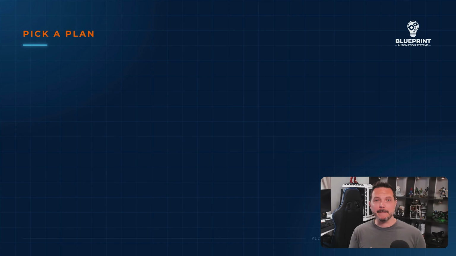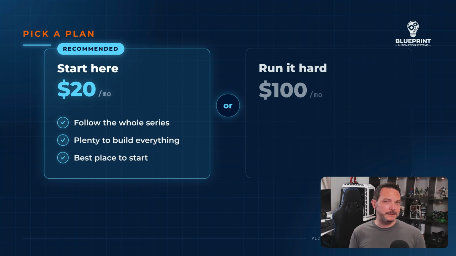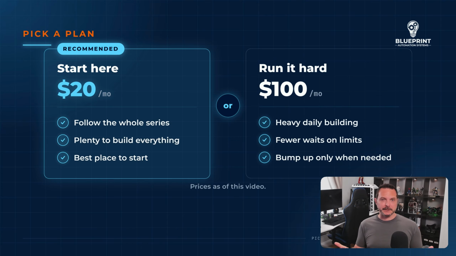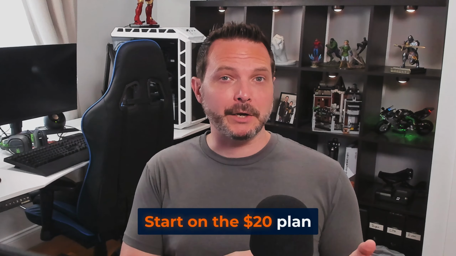There are 2 plans that make sense for what we're doing. And as of the making of this video, they run $20 a month and $100 a month. Prices may change in the future, but that's the decision placed in front of you right now. Here's my honest advice. Start on the $20 plan. You can build everything in this series on it, and you can upgrade later if needed.